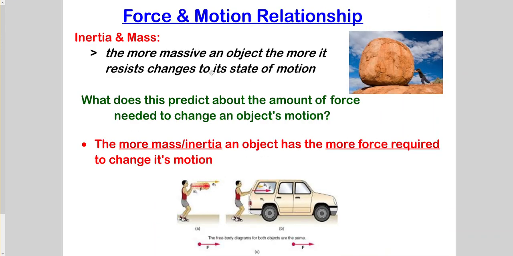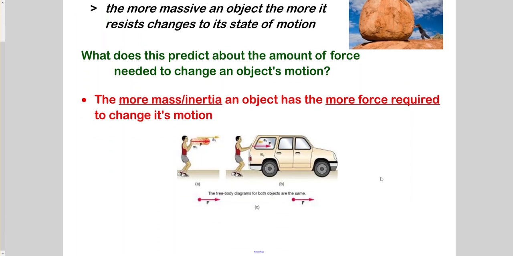So the more massive an object is, the more it resists that change. What does that predict about the amount of force? We just talked about that. The more massive, or the more inertia an object has, the more force required to change its motion, right? And we just used this exact same example.